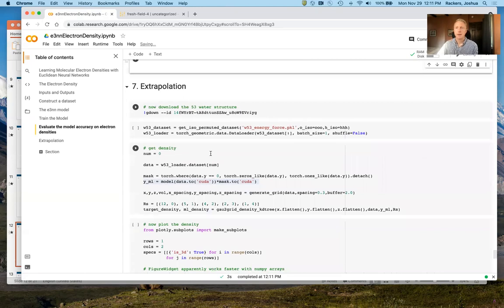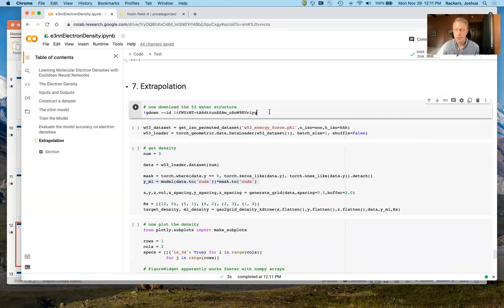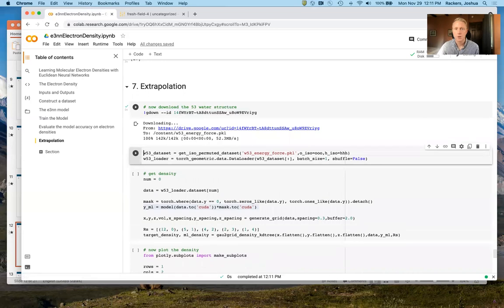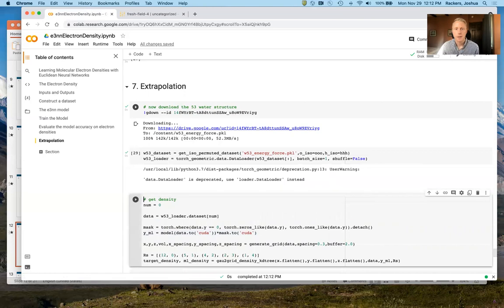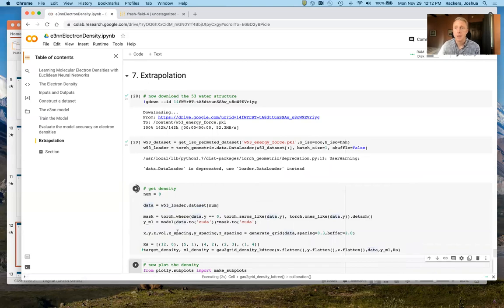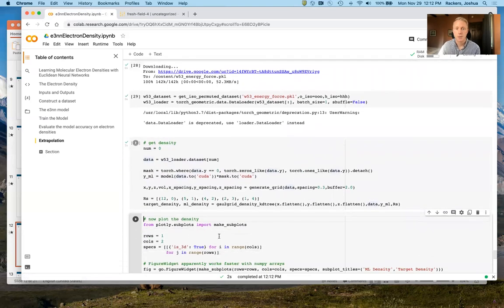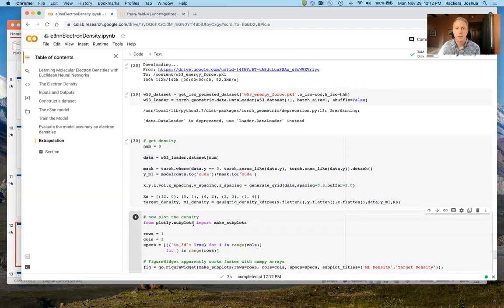All right, last thing. I promised to talk about extrapolation. So let's see how well this model does whenever we try to use it to make predictions on larger structures. So let's download a 53 water structure, which is just about the biggest thing that I could do a reference calculation on. And we're going to change it into a torch geometric data set so we can use it here. And let's execute our model now on this 53 water structure. So we're doing the same thing here, but now with something that was not in the training set and much bigger than anything, 5 times bigger than anything in the training set.